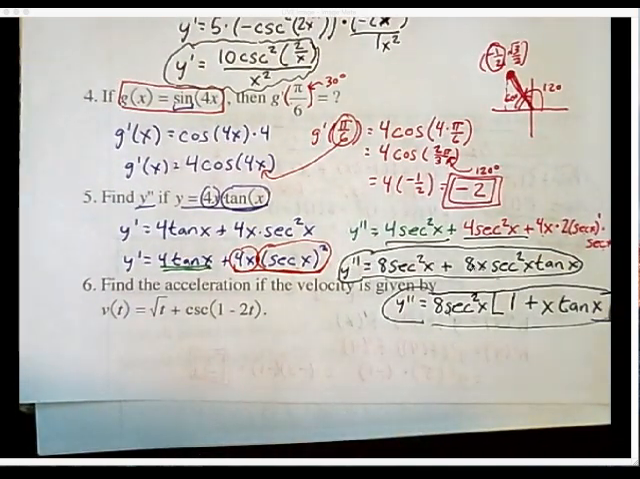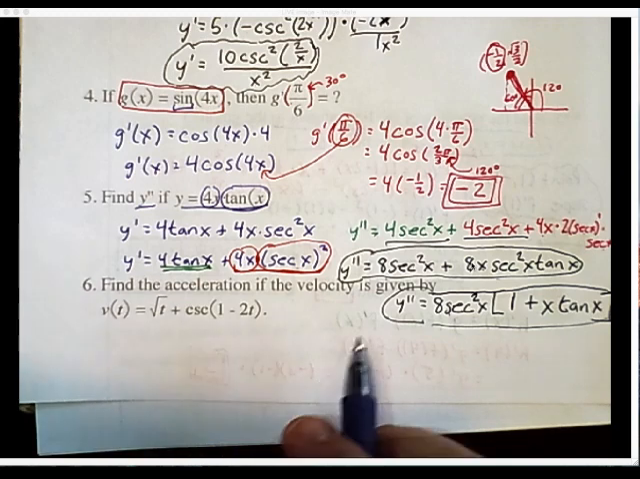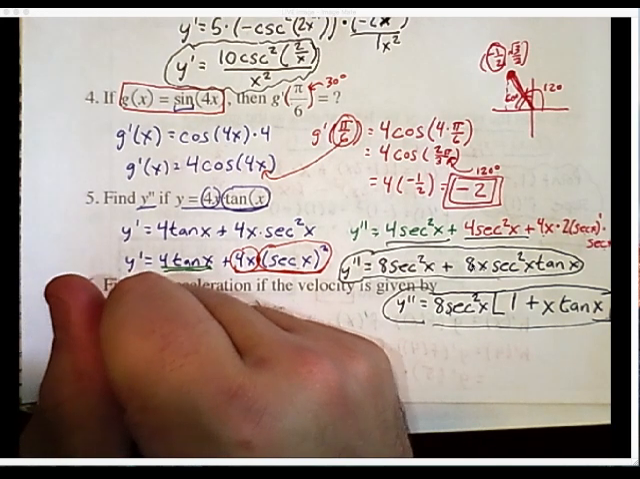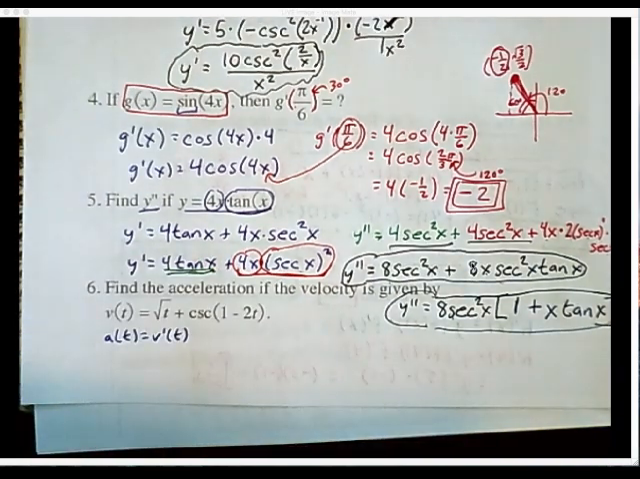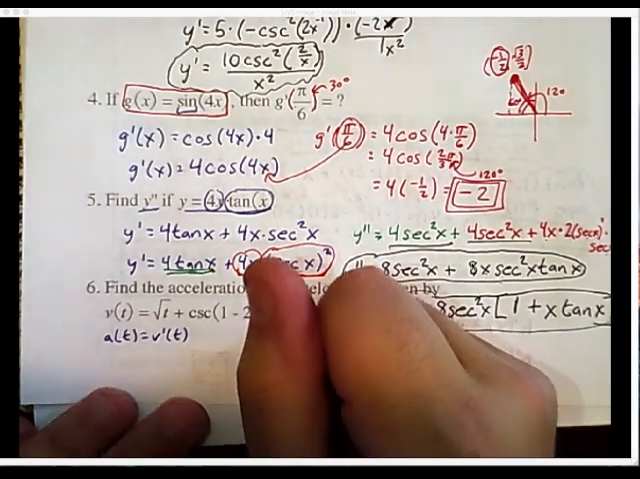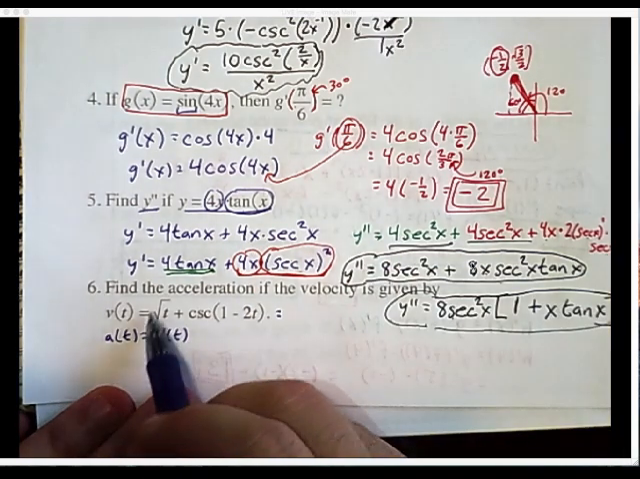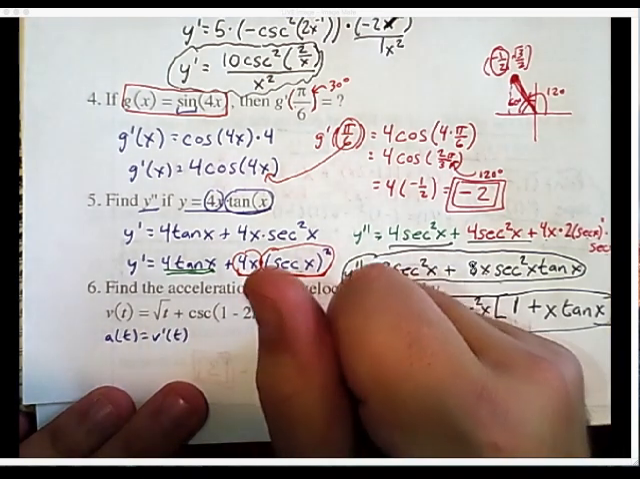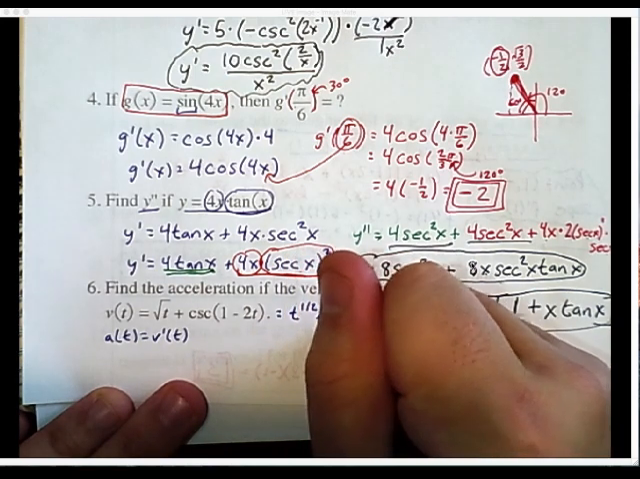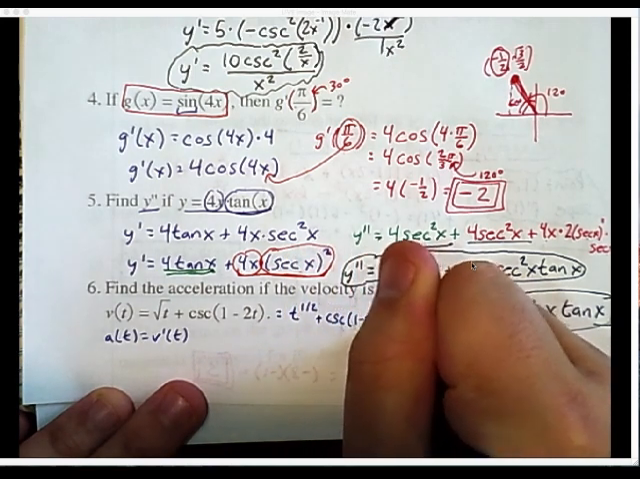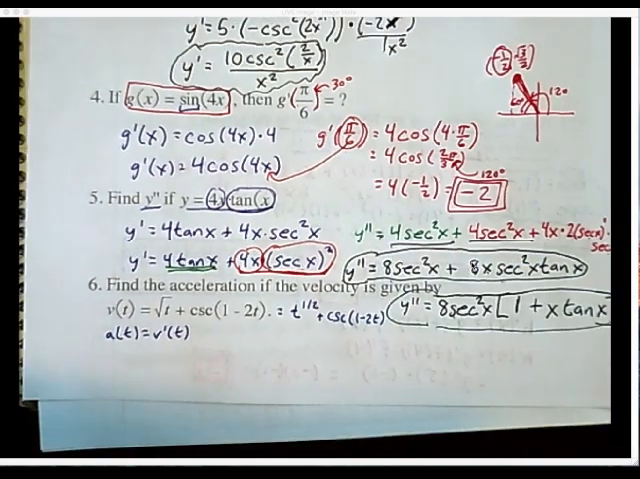And number 6, it says find the acceleration if the velocity is given. So we have to remember that acceleration is the derivative of velocity. Now I might choose to write this a little bit differently. Instead of saying square root of t, I could say t to the 1/2 power plus the cosecant of 1 minus 2t. That's how I would rewrite the velocity.